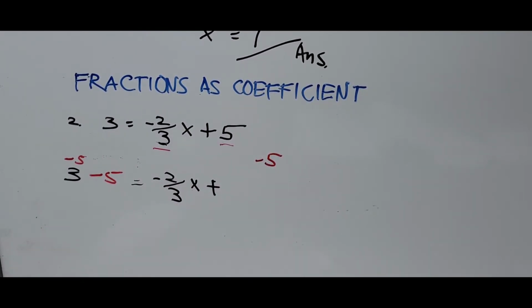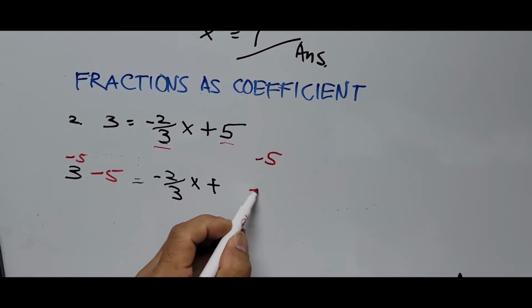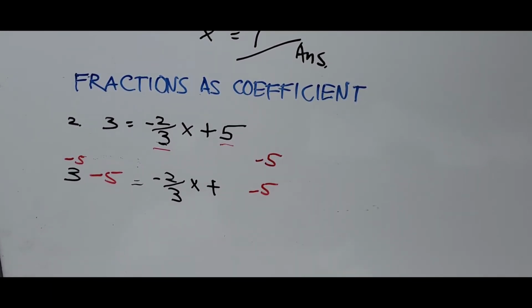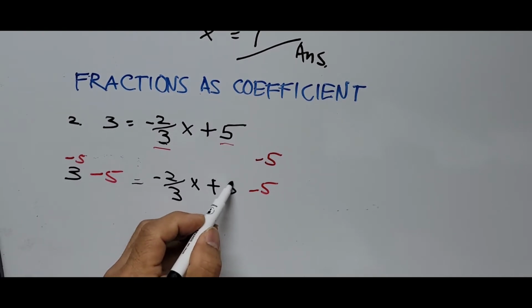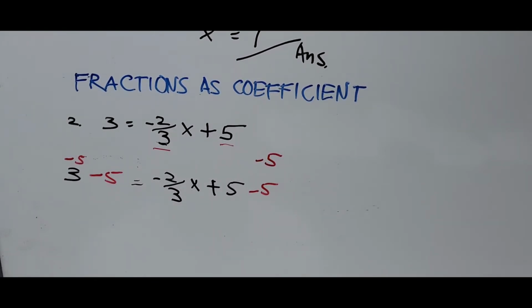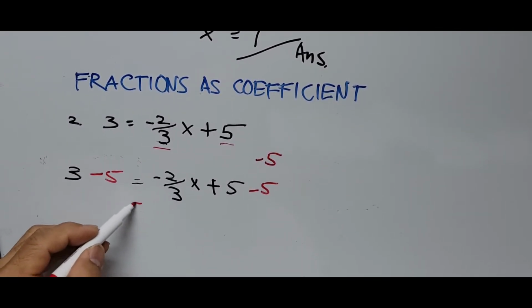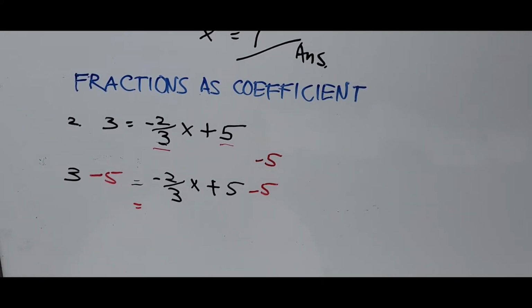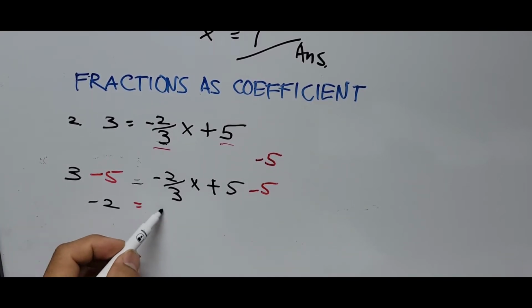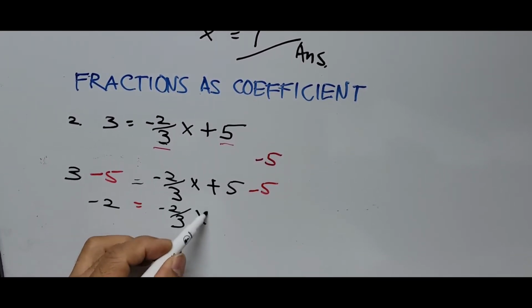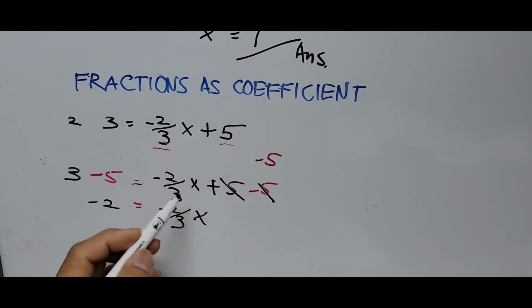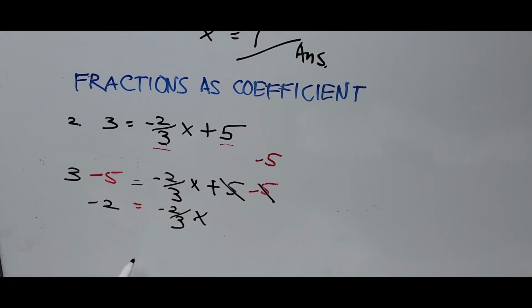and then the same thing, minus 5 over here. Oh, we're missing the number 5 right there. Bring down 5. Alright, what we have now: 3 minus 5 is negative 2, and negative 2/3 x. 5 minus 5, that's 0. So we have now arrived at this situation.